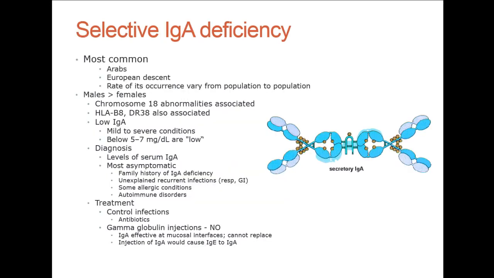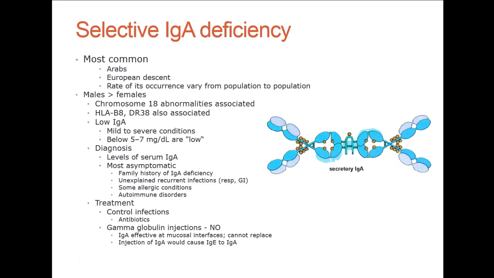The next one is a selective IgA deficiency. This one's most common in the Arabians and those of European descent, and it can vary from population to population. In most cases, we see this in more males than females. It's a chromosome 18 abnormality. There's an HLA B8 and DR3 that are associated. You do not have to memorize those.